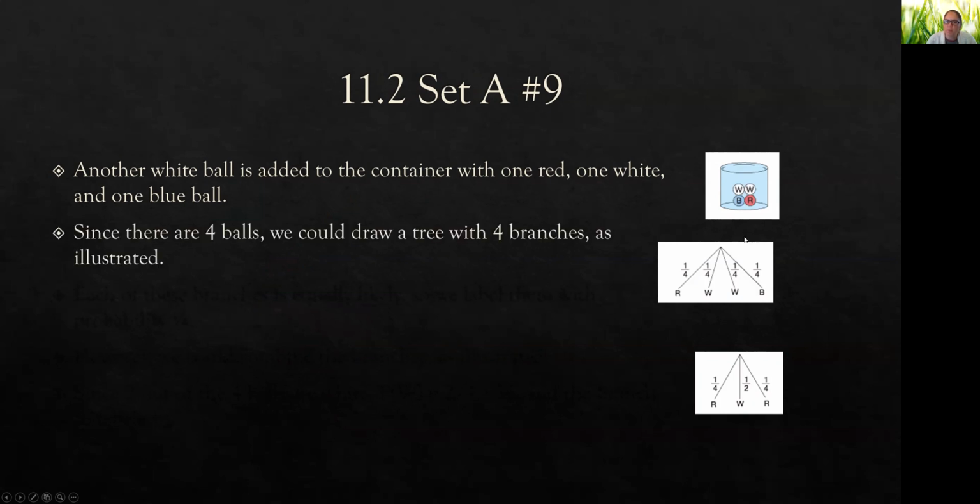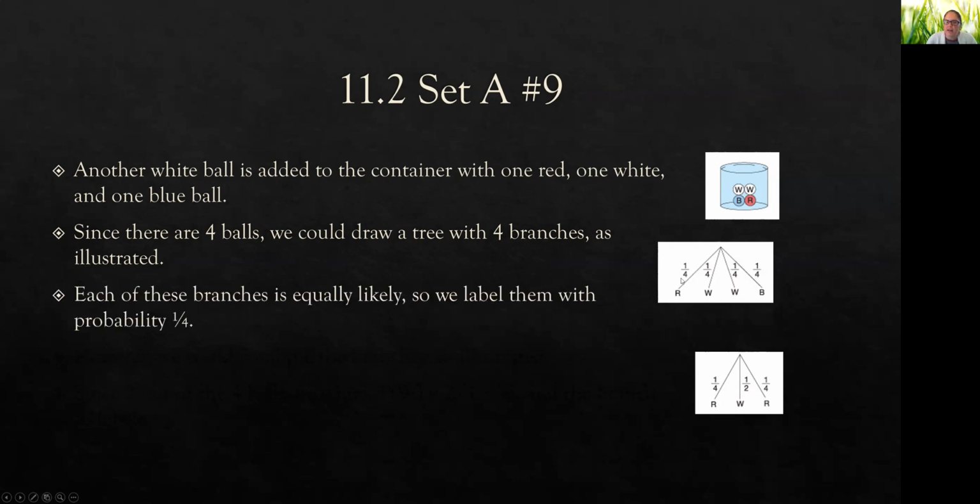Since there's 4 balls, we could draw a tree that has 4 branches. So here's the branch for getting red. Here is the white ball on the left. Here's the white ball on the right, and then the blue ball. So there's a 1/4 chance of drawing each individual ball. Okay, so we've labeled each of them with a 4th.